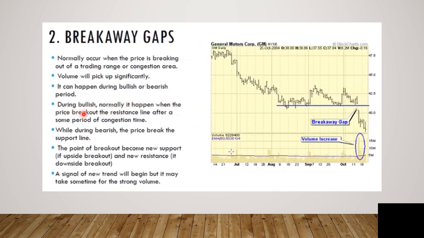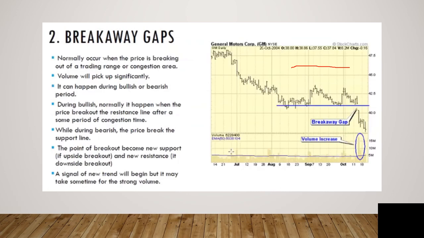So during bullish, normally it happens when the price breaks out the resistance line after some period of congestion time. Maksudnya dia berada di atas kat sini. So bila dia bullish, maknanya price tu dia berada di resistance line, dan dia trying to increase. So bila ada breakout kat sini, itu dinamakan sebagai breakout. Bila dia ada gap kat sini, itu dipanggil sebagai breakaway.